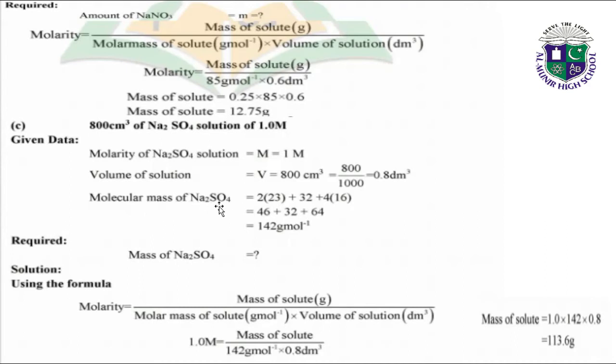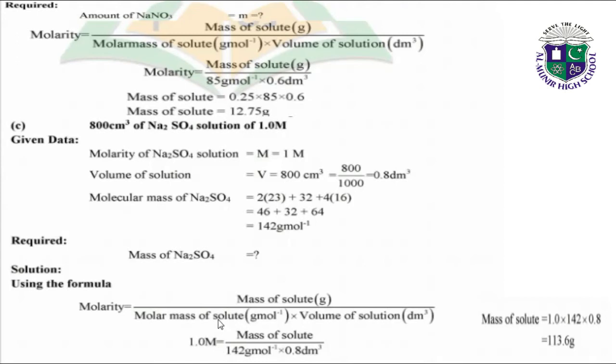Molecular mass of Na2SO4, to calculate it, we multiply 2 into 23 plus 32 plus 4 into 16. By adding all these values, we will get the molar mass of Na2SO4, which will be 142 grams per mole. So what is required? Mass of Na2SO4 is required. So here we have the formula to calculate the mass. Yes, it is the same formula which we are using in all our numerical type questions.